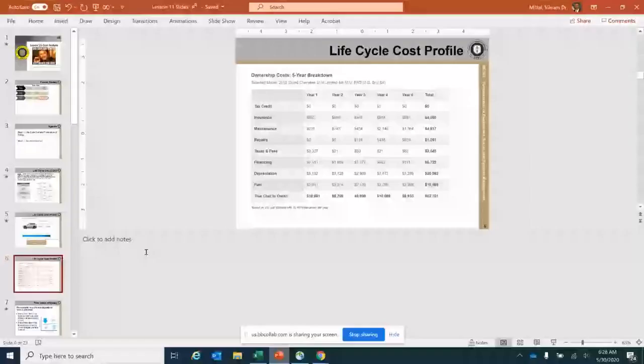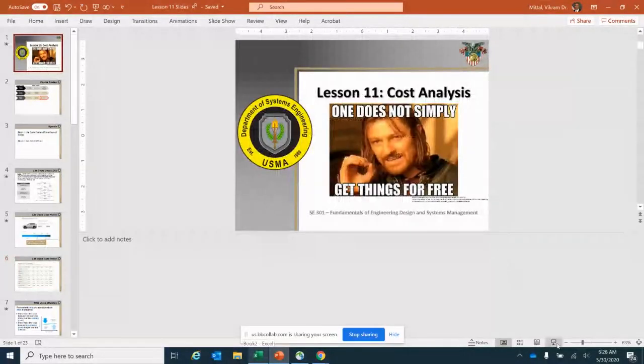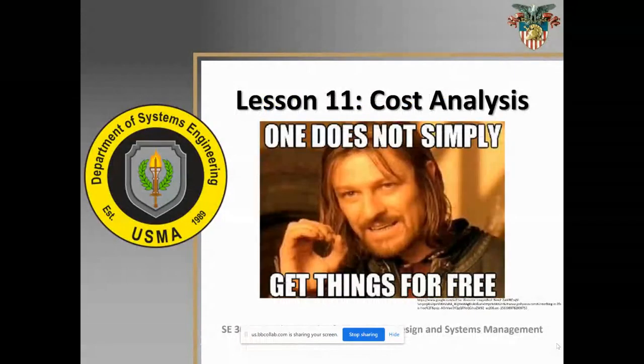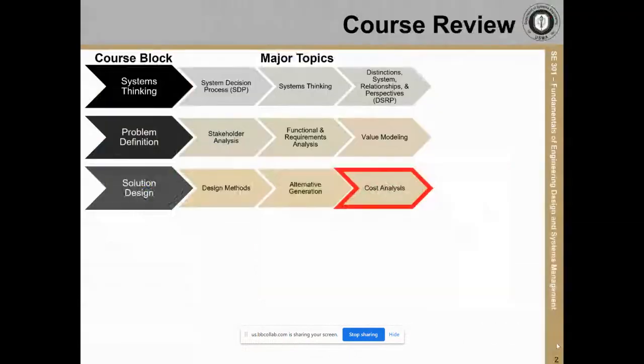So cost analysis is very important, and it makes a lot of sense because everything costs money, and normally you don't want to spend a lot of it. Cost analysis is the final block of solution design. As you go through your different design alternatives and you generate a lot of them, each one's going to have a cost associated with it.